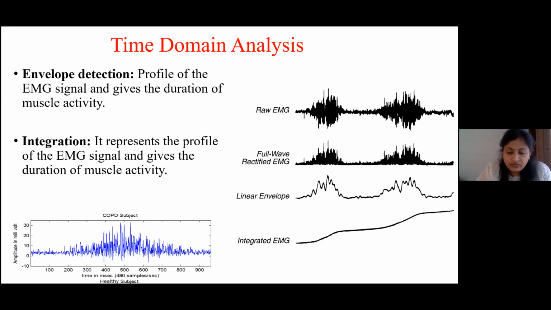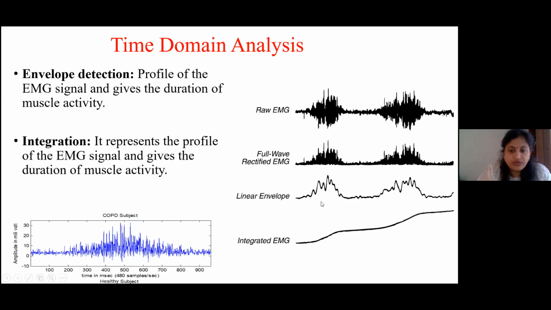So first you have to identify the myopathy, neuropathy and healthy conditions, then you have to normalize your signal. After normalizing, then you can go towards the analysis. First we'll start with the time domain analysis. So this is your raw EMG signal. See, this is the actual signal. This is the raw EMG. This is the full wave rectified EMG signal.